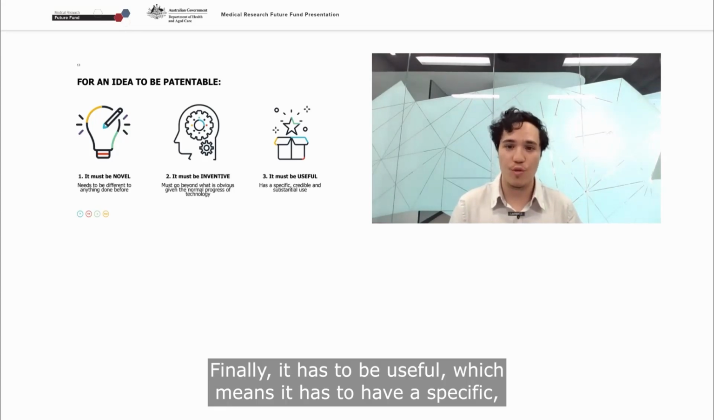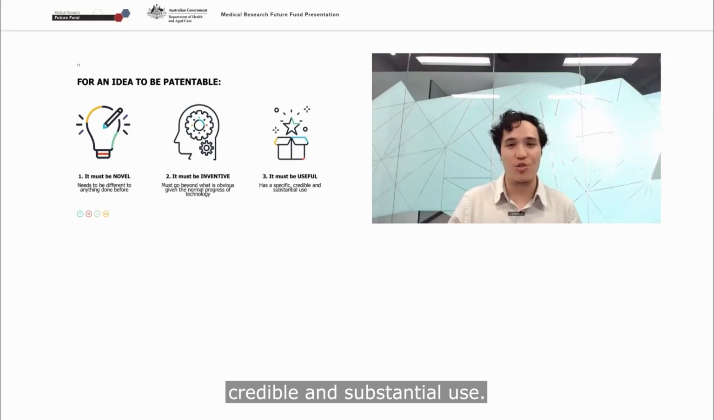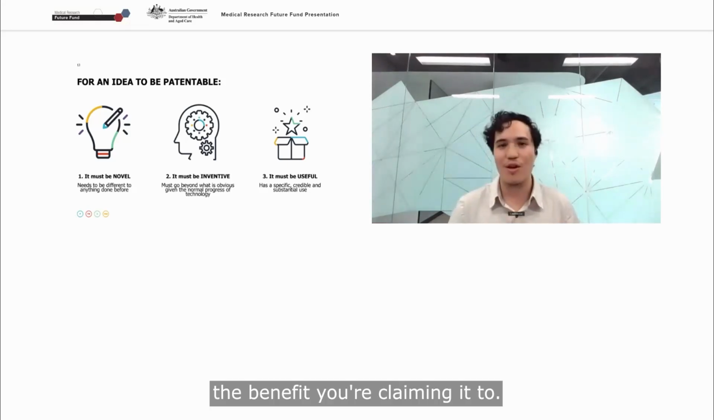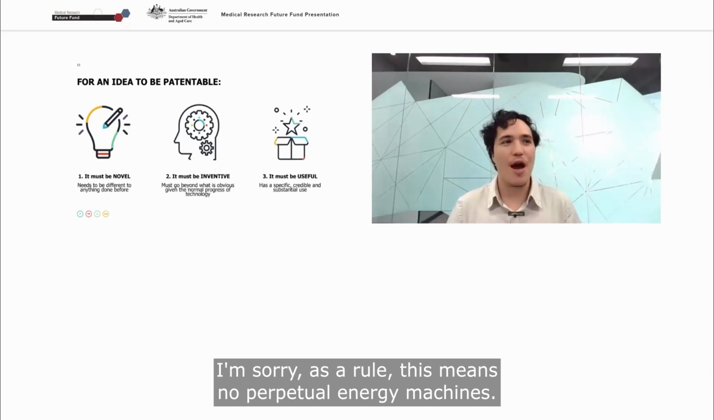Finally, it has to be useful, which means it has to have a specific, credible, and substantial use. What, in essence, this means is that it needs to work and it needs to achieve the benefit you're claiming it to. As a rule, this means no perpetual energy machines.